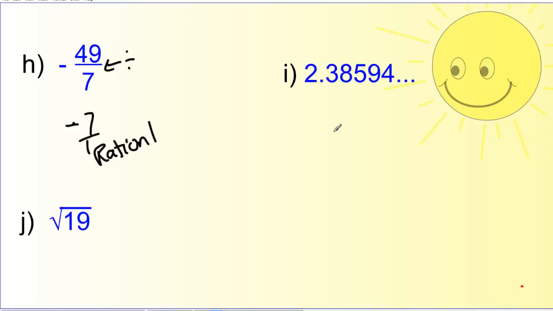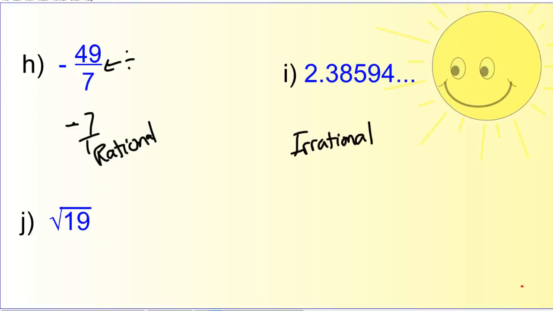Letter I, 2.38594. I don't see a pattern. Dot, dot, dot means it keeps going. So the only thing I can conclude based off what they've given me here is I would have to say it's irrational. Because for it to be rational, you either have to stop or have a repeating pattern. And this does not appear to have either.